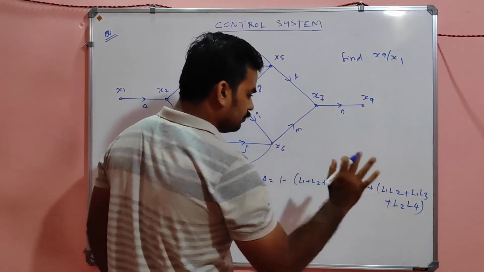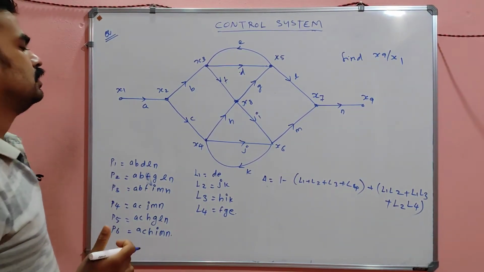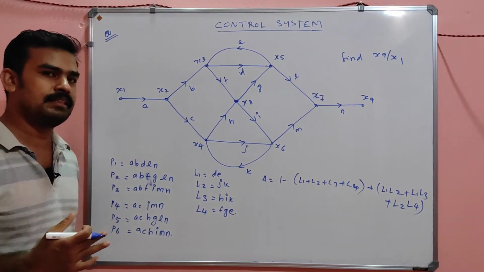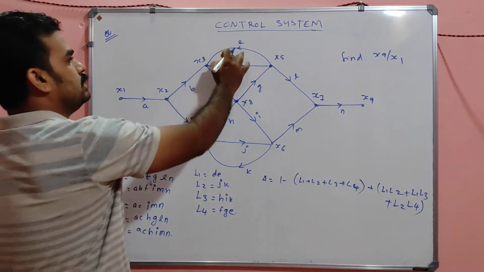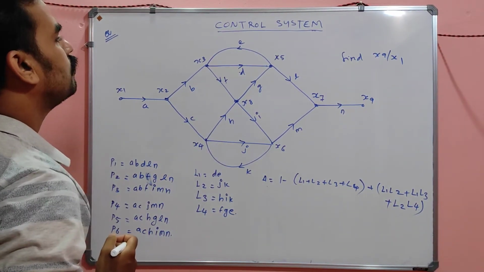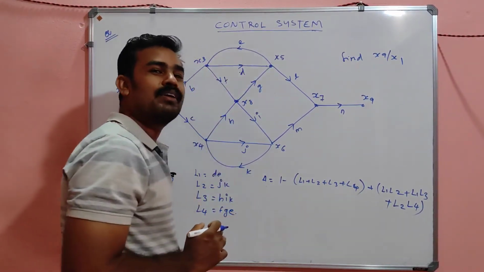Is there any set of 3 non-touching loops, my dear? No, of course not, because there are only 4 loops. This and this are already touching, so there will not be any combination of 3 non-touching loops, of course. So that's all. This is called our del.